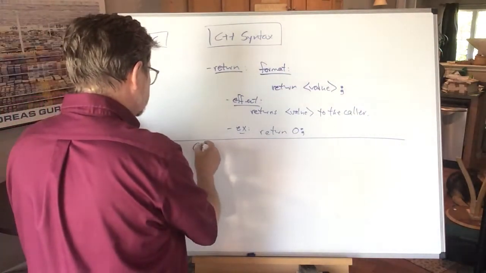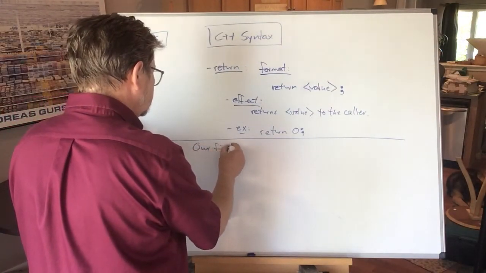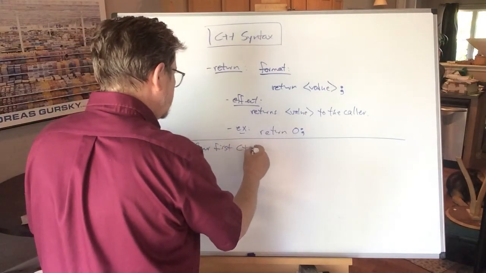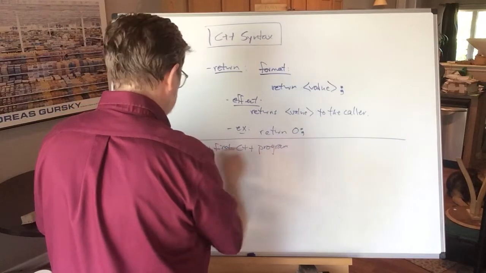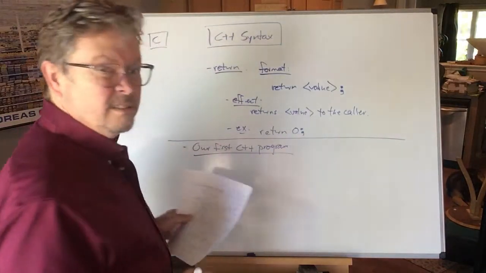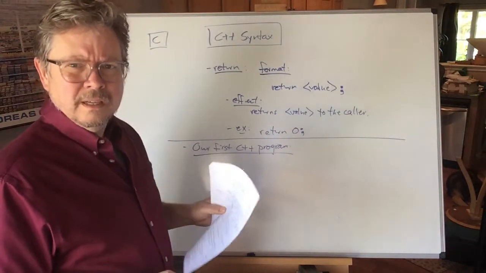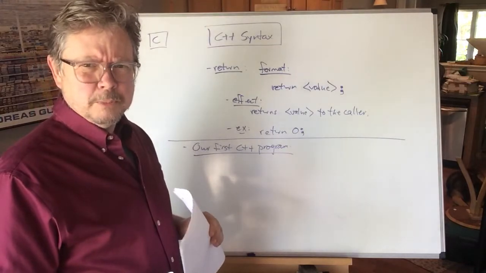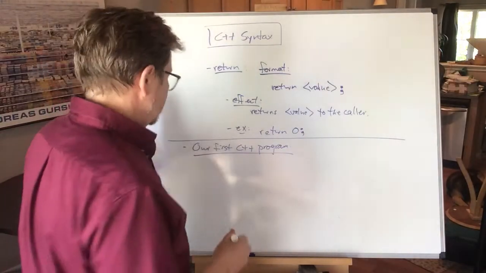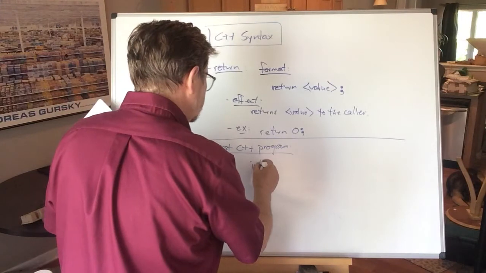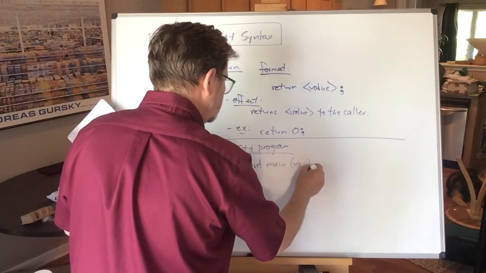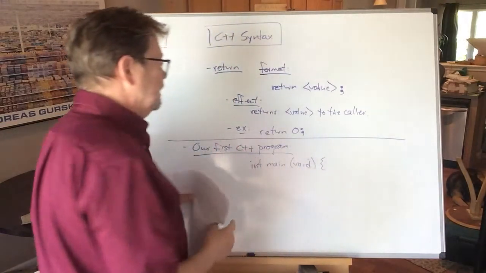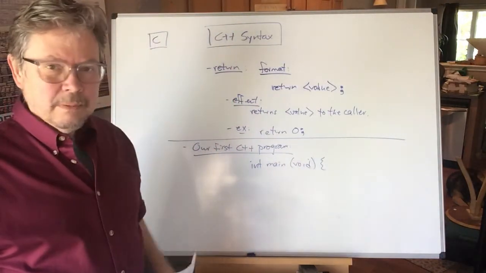Our first C++ program. I don't know about you, but I'm excited. I'm not even sure we're ready to write a C++ program yet. Let's give it a shot. Int main void, we know that's got to be there. Open curly bracket, beginning of a statement block.